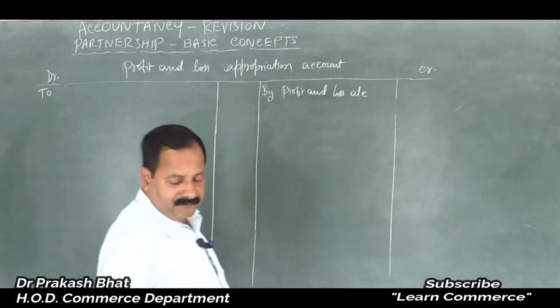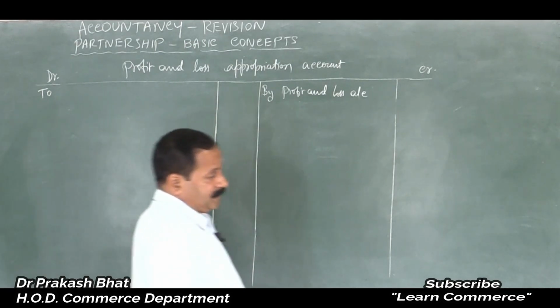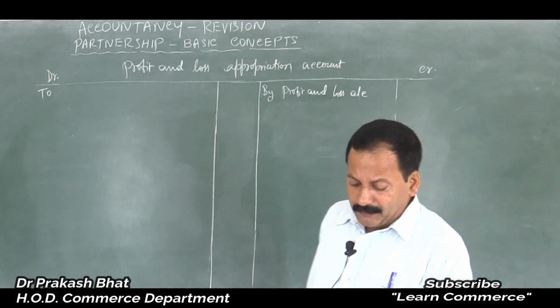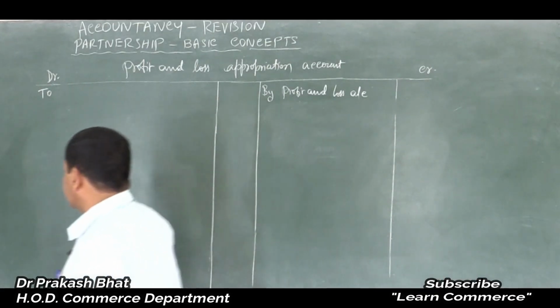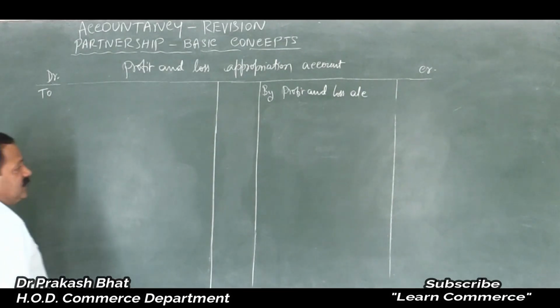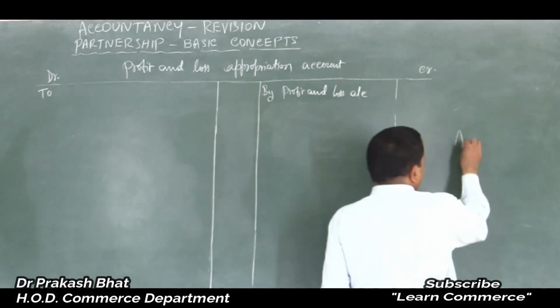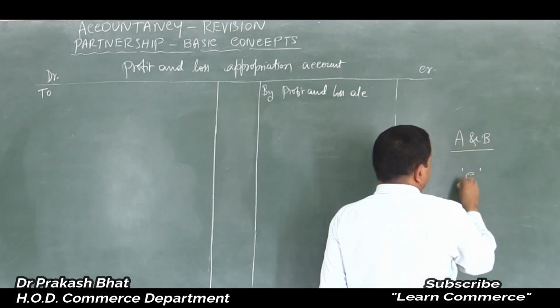Yes, now we have to prepare the profit and loss appropriation account. Along with that, we have to see whether a guarantee is given to any partner or not. Suppose Mr. C is admitted as a new partner of the firm. A and B already are the old partners. C is admitted as a new partner.